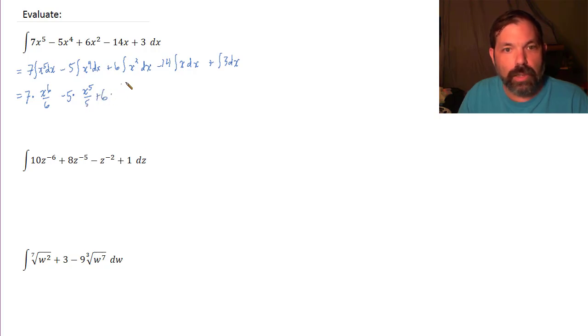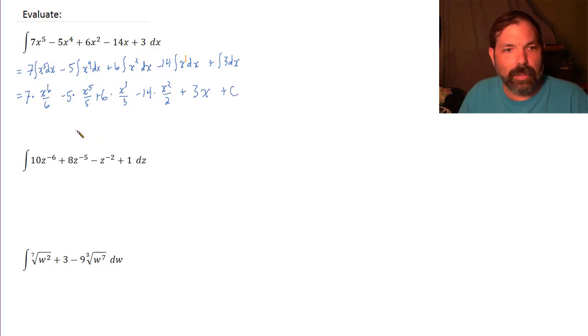Plus 6 times the antiderivative of x squared is x to the third over 3. Minus 14 times, now this x we understand is an x to the first. So then this would give us minus 14 times x squared over 2. Plus, now the antiderivative of a constant is the constant times the variable, times the x. So then plus 3x plus a constant.